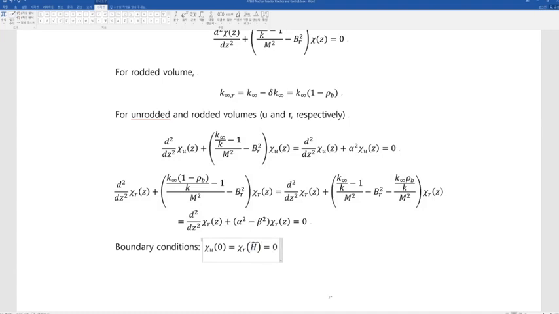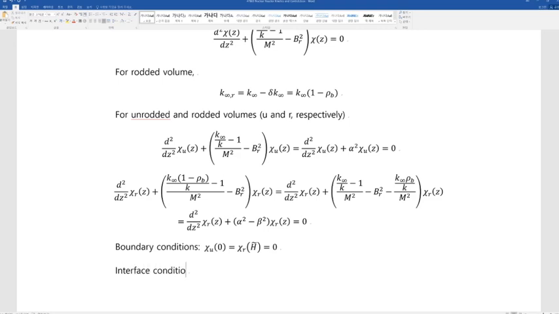So these two conditions should be satisfied at the boundaries, lower and upper boundaries of the reactor. And what about the interface condition? Interface condition. So go back to our textbook.